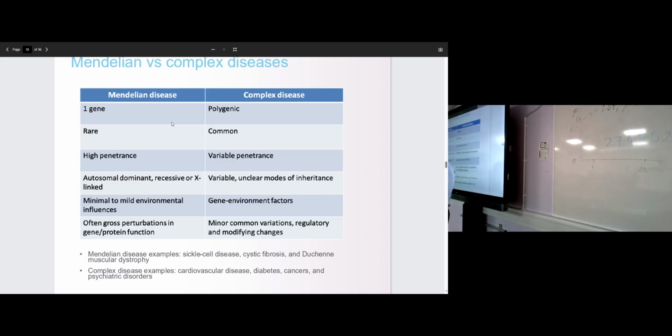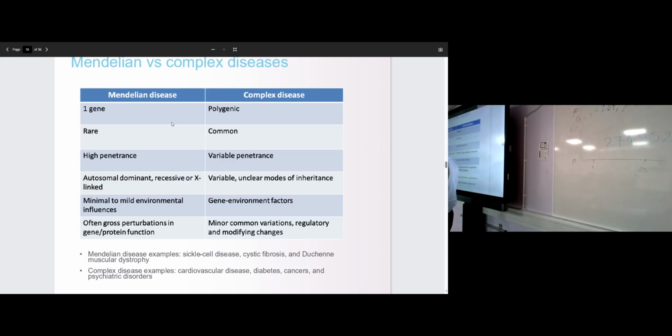Penetrance means the probability that by having that genetic change you're going to develop the disease. One of the most penetrant variants that we know is the BRCA gene variants. BRCA is a well-known breast cancer gene. If you have a specific mutation in that gene, it's highly penetrant, meaning that most people that have that variant are likely to develop the disease, but not all of them.